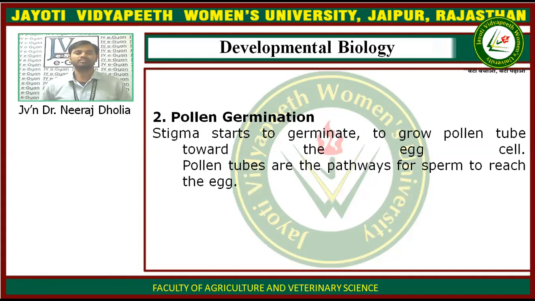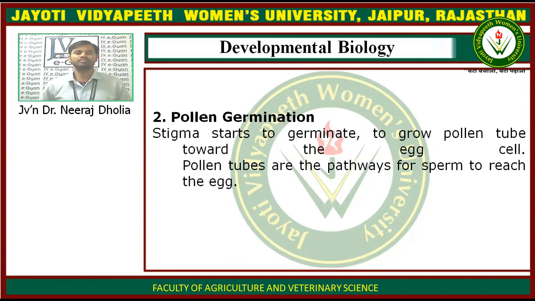Next is pollen germination. In the process of pollen germination, the pollen on the stigma starts to germinate. After pollination, pollen germination occurs, and the pollen tube grows towards the egg cell.